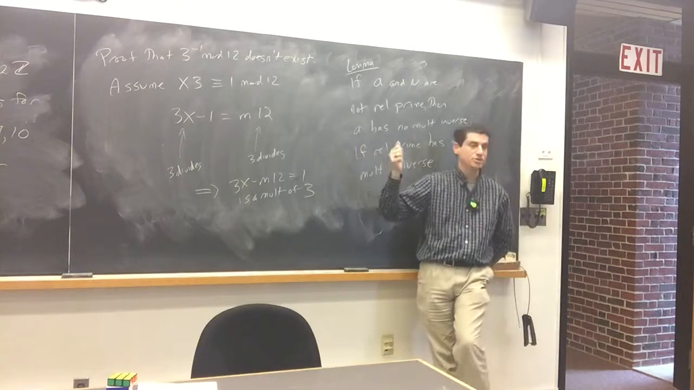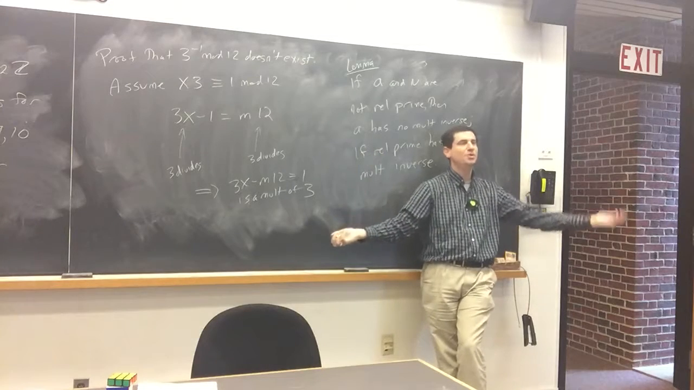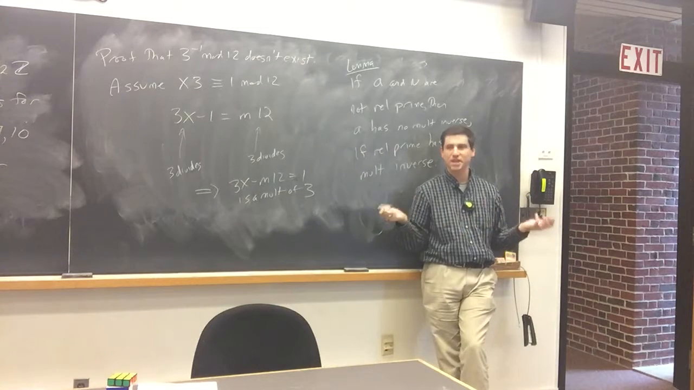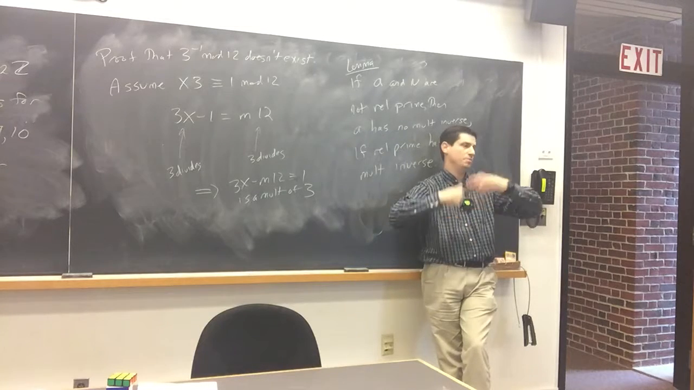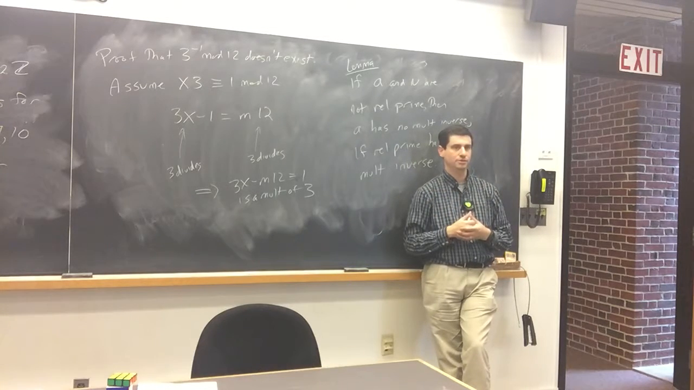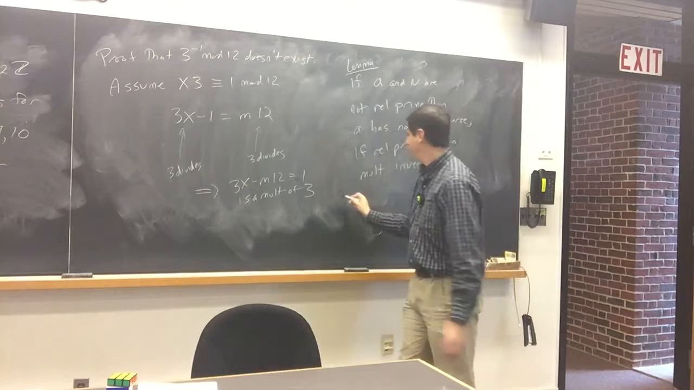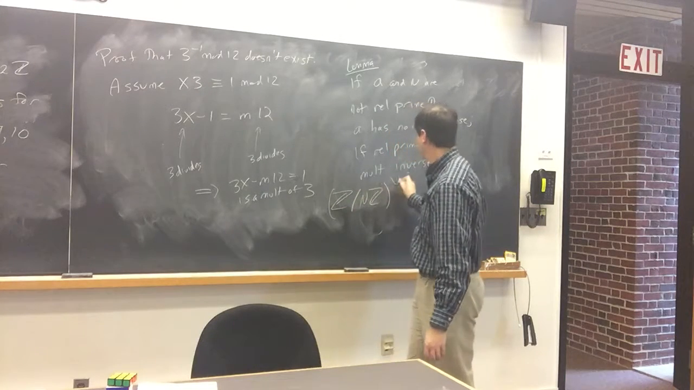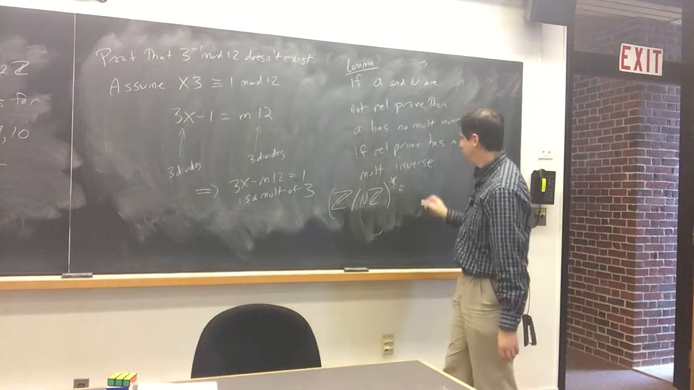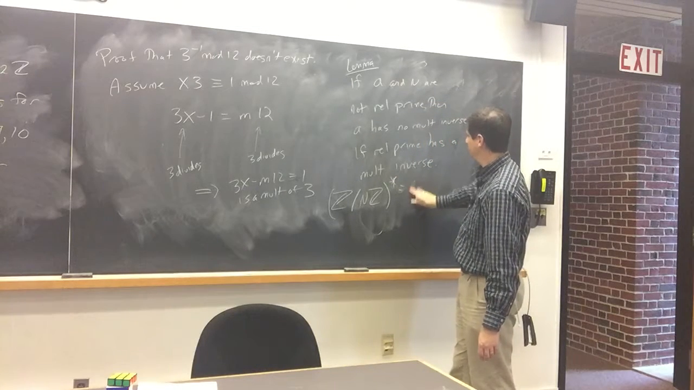And this is why the primes are so nice, because the only number that has a common factor with the prime would be 0. Or if you want, p itself. So we often write Z mod nZ star to be the invertible elements.